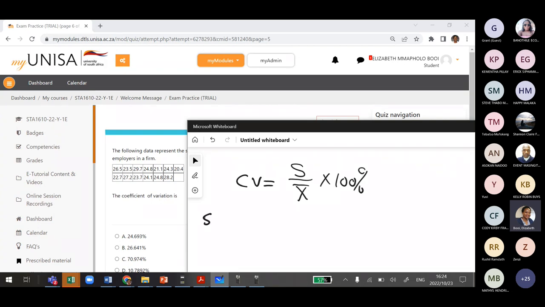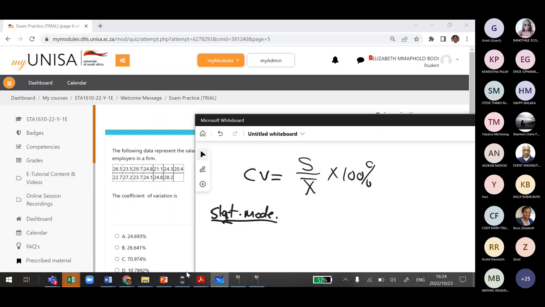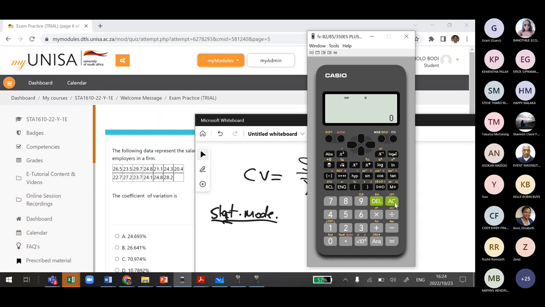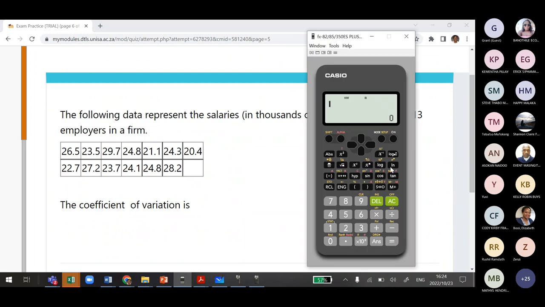So all you can do is put your calculator to STAT mode, and then calculate your standard deviation and the mean. Okay, we can do that together. We put the data bigger so that everybody can see them clearly. Mode, shift, mode, sorry, I need to go back, mode. STAT is 2 and 1, and I can keep capturing the data: 26.5, 23.5, 29.7, 24.8.